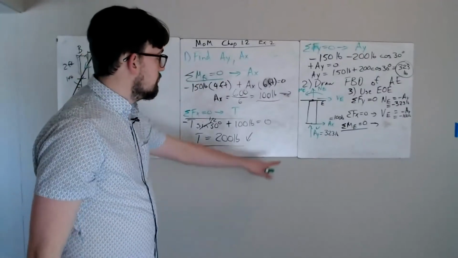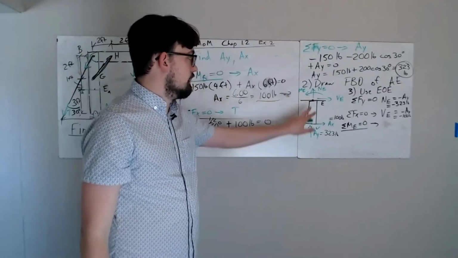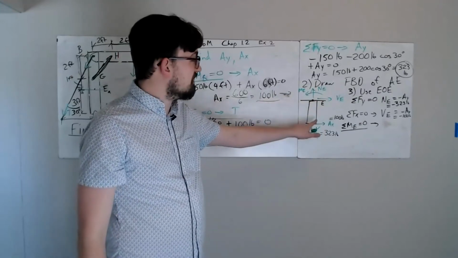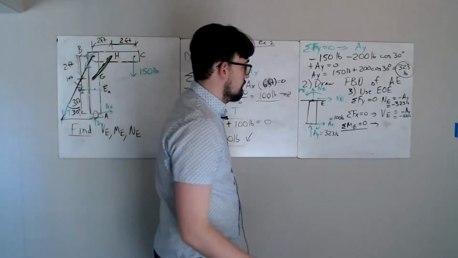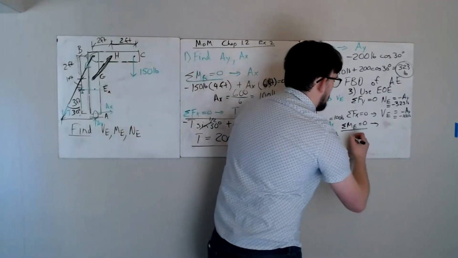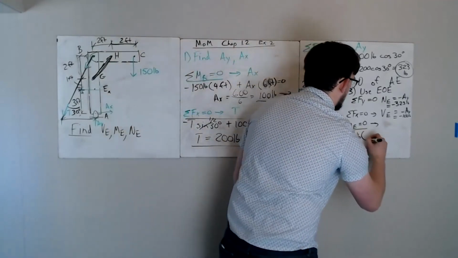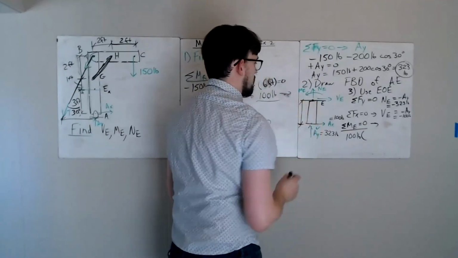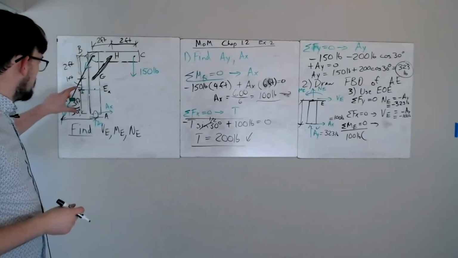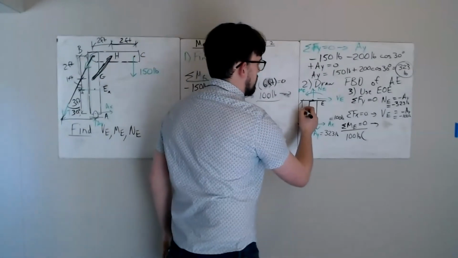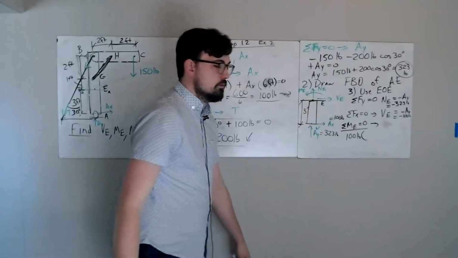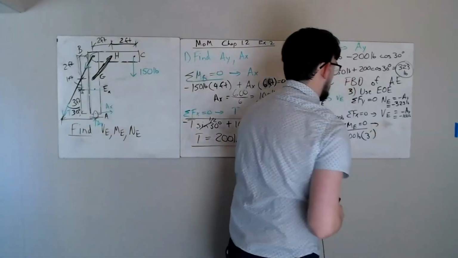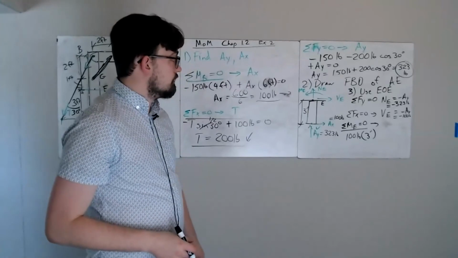To find our moment, we're going to take our moment about E. That's going to get rid of those two new quantities. AY is not going to create any moment. The only thing creating moment is AX. So AX, we said, was 100 pounds. So we got 100 pounds times this distance. I'm missing that crucial dimension here, so I'm going to come back over here. That's going to be 3 feet. So it's going to be 100 pounds times 3 feet plus our moment.